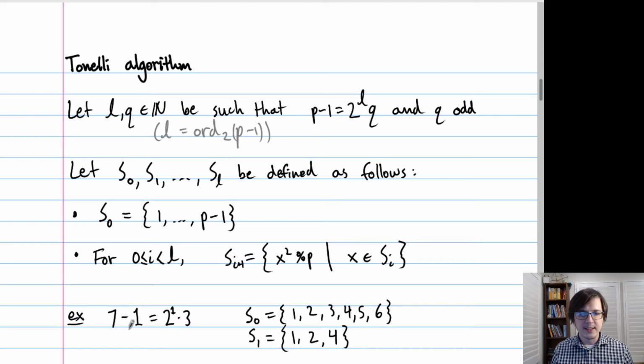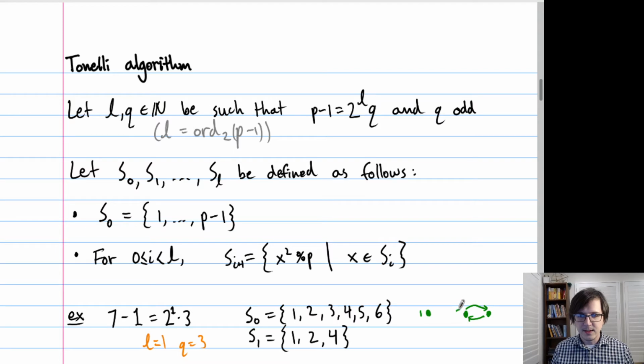So mod 7. 7 minus 1 is 2 to the 1 times 3. So L is 1 and Q is 3 for 7. S0 is just 1 through 6. And then I went ahead and squared them all mod 7, and I got 1, 2, and 4. So those are our 2 sets. And something that we are going to look at for how to organize this is that we're going to draw a graph, and we'll see this in the next slide too, but I figured I would draw it here.